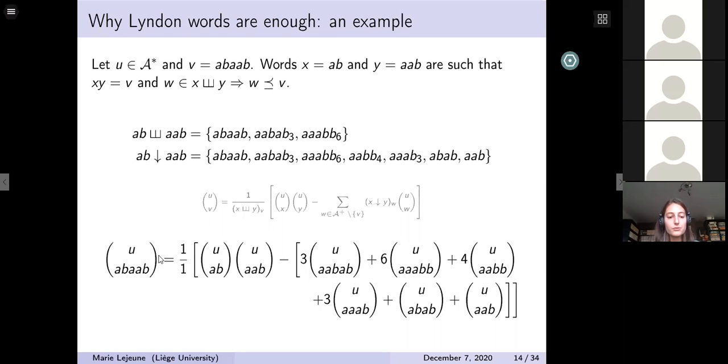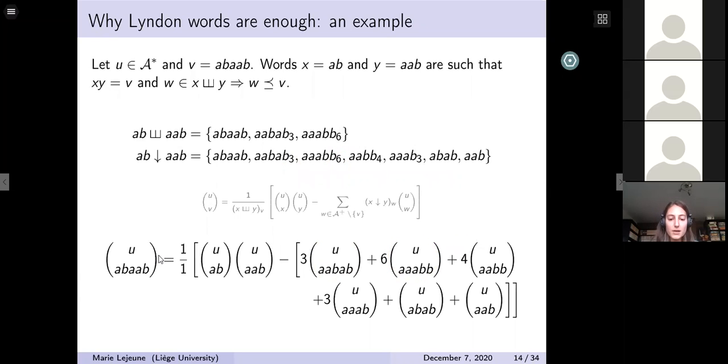So now I recall the formula, and if I want to compute the binomial coefficient UV with this V, I'm going to look at the multiplicity of V in the shuffle. V is here, its multiplicity is 1. Then the binomial coefficient of X and of Y. And then I'm going to look at all the words of the infiltration with the multiplicity. So 3 times this binomial coefficient, 6 times this binomial coefficient, and so on.